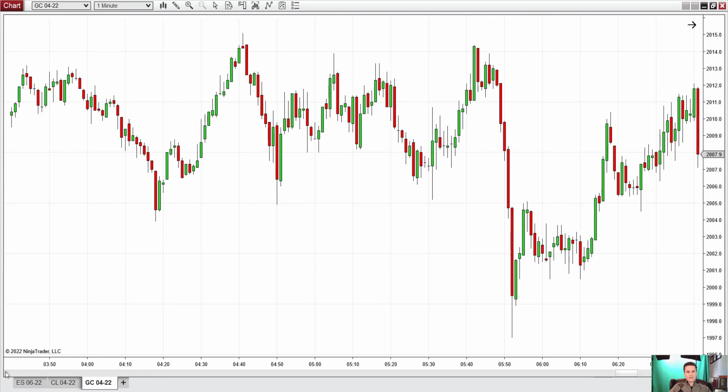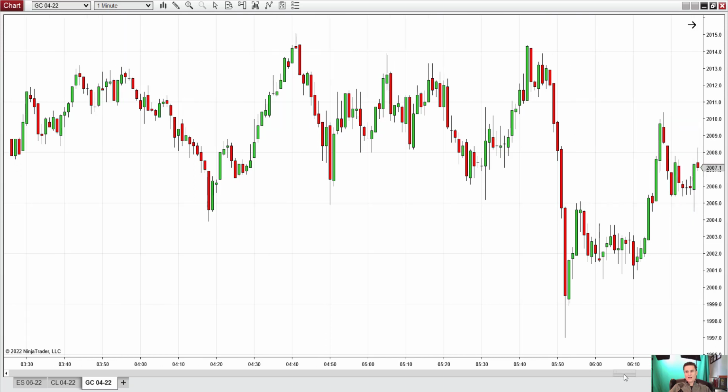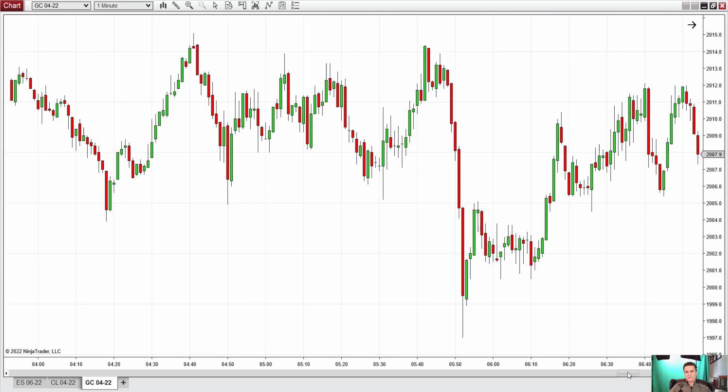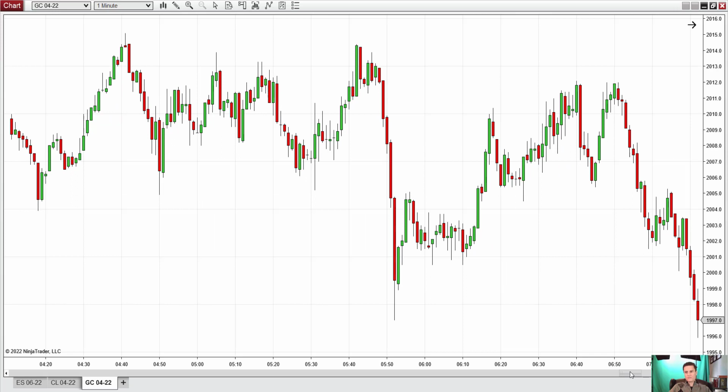So let's go back and see what happened. Gold just broke down right off the bat. So let's see what happens. However, if this level gets taken out, we have further confirmation. Okay, that 1997 level. And that didn't happen with gold until right there.